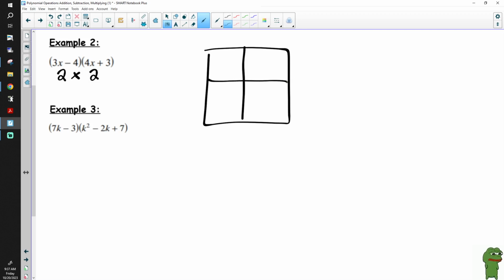Take your first polynomial, and you can either put it on the top or the bottom. It doesn't matter, or the top or the side. Doesn't matter. 3x minus 4. Don't forget your positives and negatives. My second polynomial, I'm going to put on the top: 4x and positive 3.